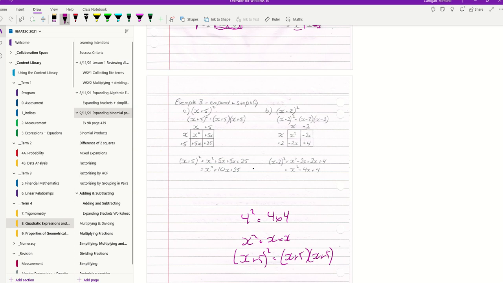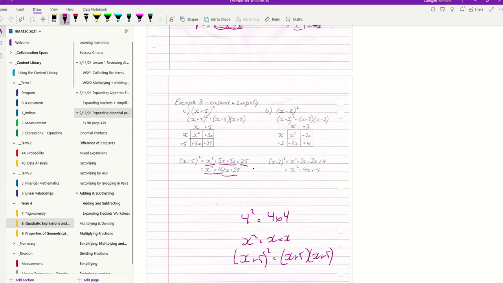So if we do that, we just do the same thing, set it up with our brackets. What we'll notice this time, once again with our square, we get the x squared term and we get the constant term. And now, because we've got 5 times x and 5 times x, we get two the same. 5x plus 5x, so we get x squared plus 10x plus 25.